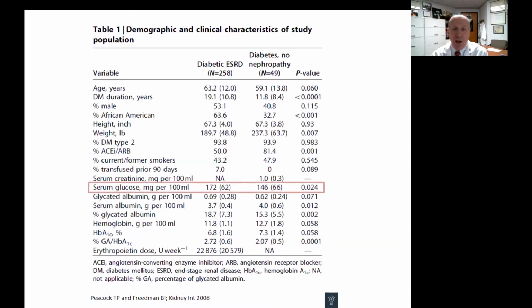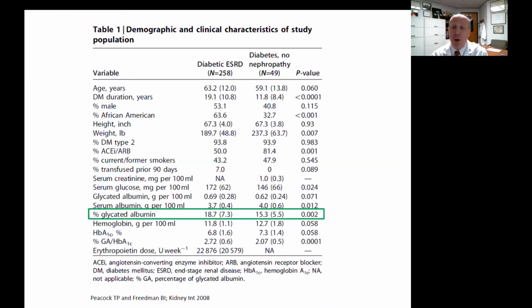The bottom line is the ambient serum glucose was statistically significantly higher in the dialysis patients: 172 milligrams per deciliter versus 146 in the patients with diabetes and no nephropathy. Well, we then looked at the glycated albumin. The glycated albumin was statistically significantly higher in the patients on dialysis, just like the blood sugar, 18.7% compared to 15.3% with a p-value of 0.002. Very good. The glycated albumin tracked the blood sugars like we hoped it would, like it did in Japan.